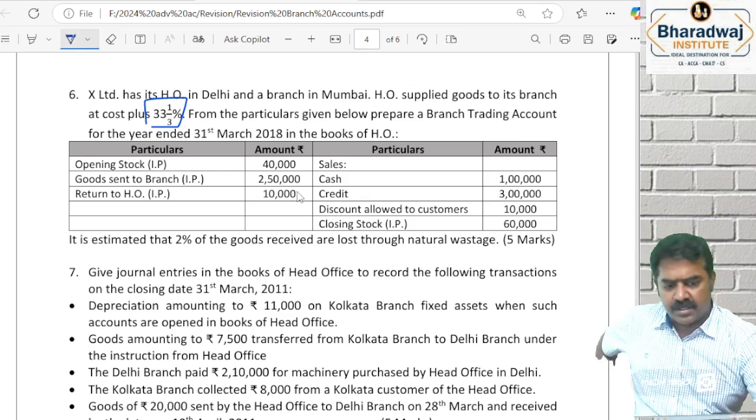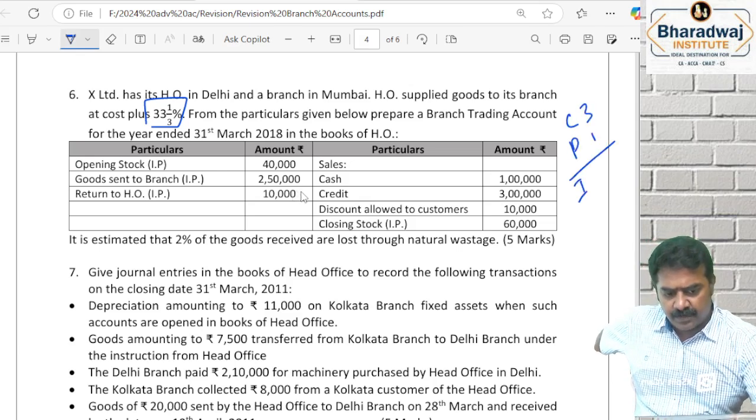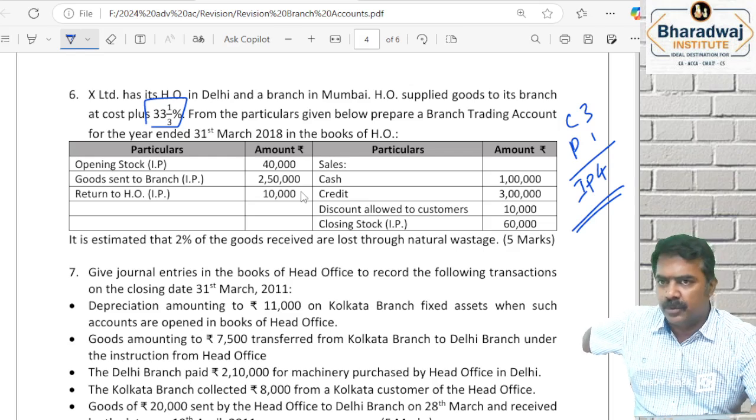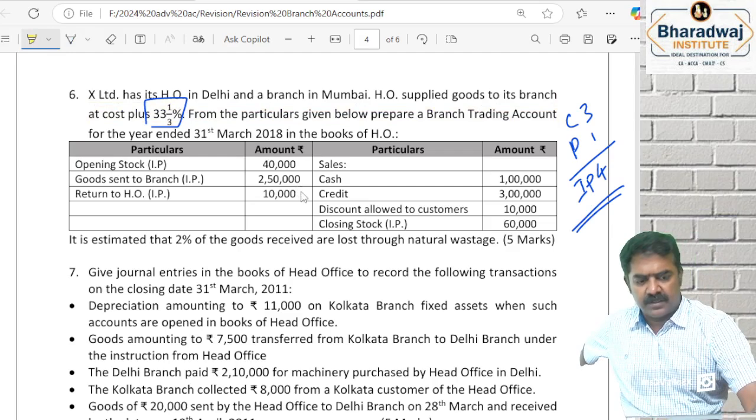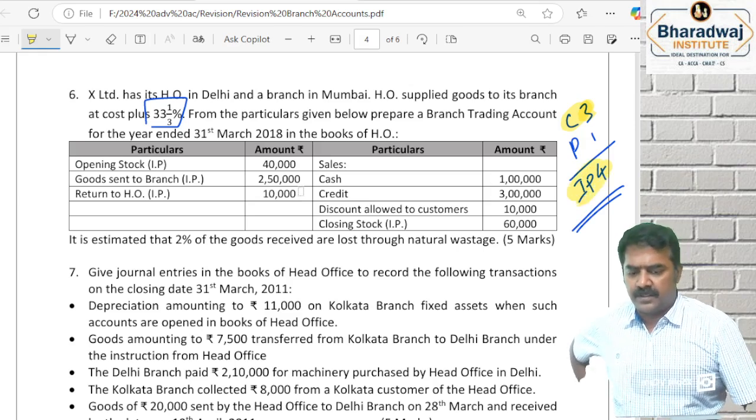Otherwise, simply to understand, cost is 3 rupees. Now profit is 1 rupee. Invoice price will be 4 rupees. So what will be the relationship between cost price and invoice price? If cost is 3 rupees, invoice price will be 4 rupees.